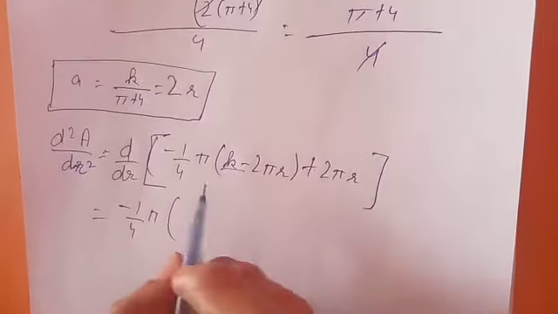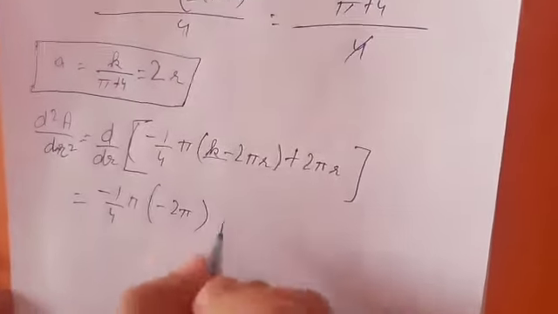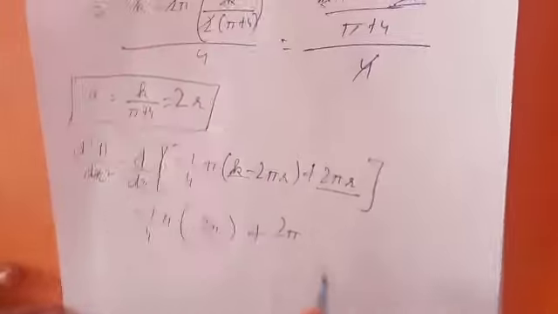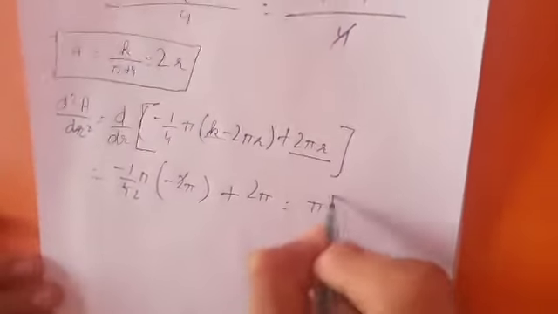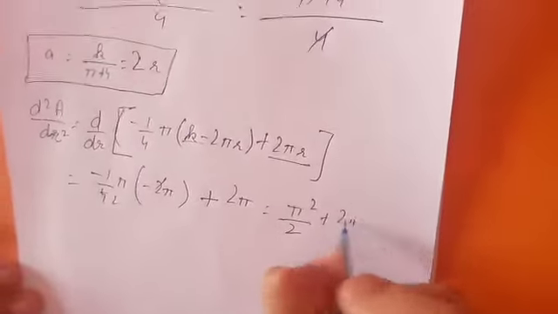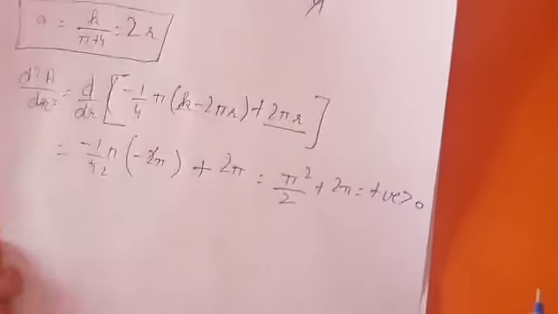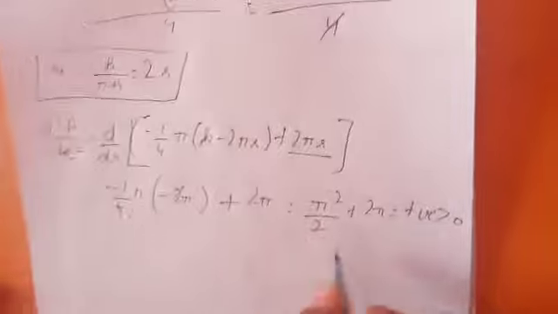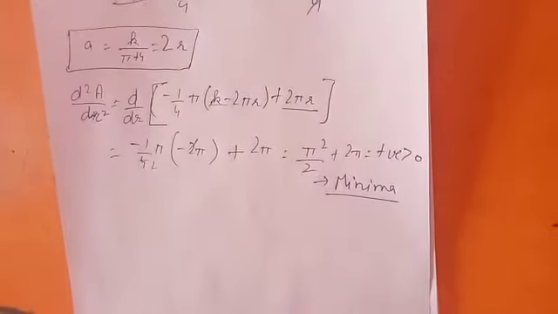And of 2 minus 2 pi r will be minus 2 pi, plus of 2 pi r will be 2 pi. So at last I got pi square by 2 plus 2 pi, that is positive. Positive means greater than 0, and whenever our double derivative is greater than 0, then we know that we have a point of minima there, hence our result.